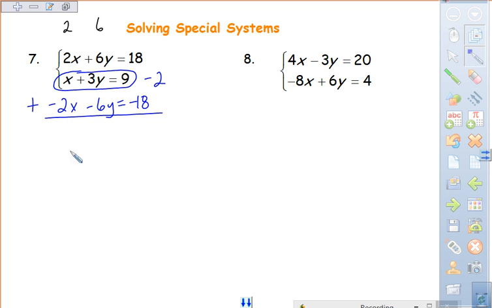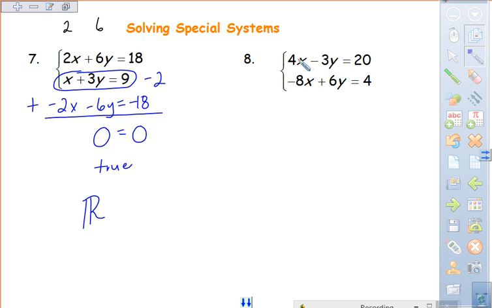2 and negative 2 eliminate. 6 and negative 6 eliminate, so I get 0. On the right side, 18 minus 18 is also 0. So then we ask ourselves, is this true or false? It is true, so fancy R, where all real numbers are a solution.